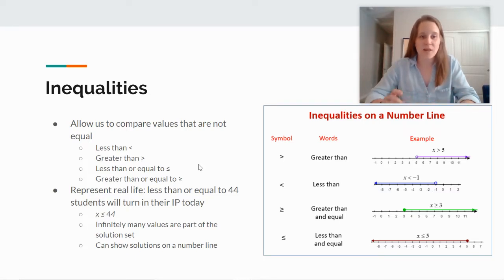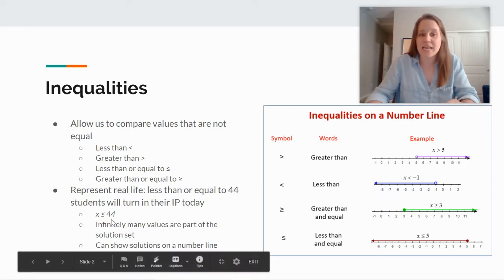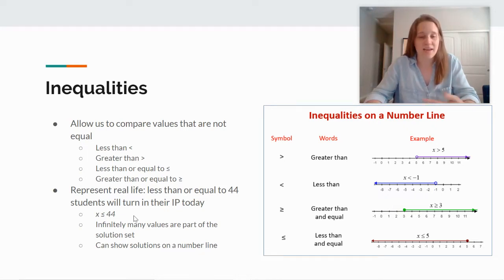Okay. Inequalities also represent real life. For example, there are only 44 students in our class, and even of some of those, some of us still are not quite completing our assignments because of tech issues. So I know that less than or equal to 44 students will turn in their independent practice today. So I can write an inequality to represent that, right? X, the number of students who turn in their independent practice, will be less than or equal to 44. I have a good estimate and I won't know the exact value until it happens, until 10 p.m. tonight. But I do know that the number will be somewhere less than or equal to 44.